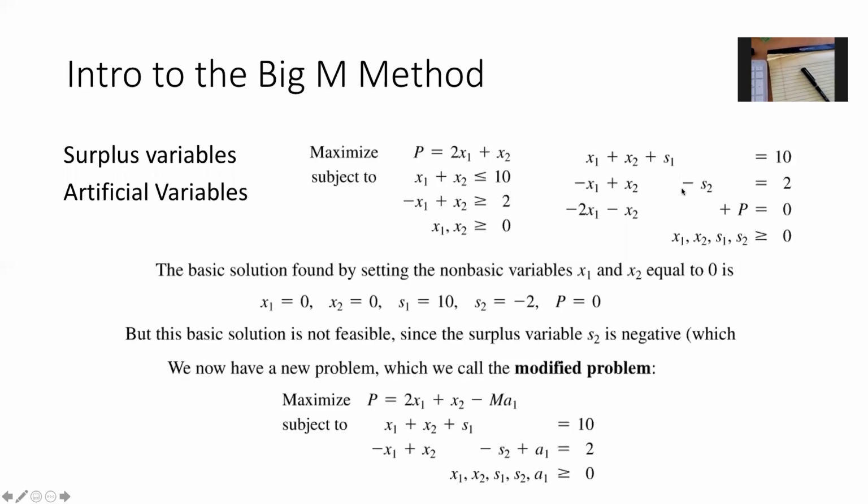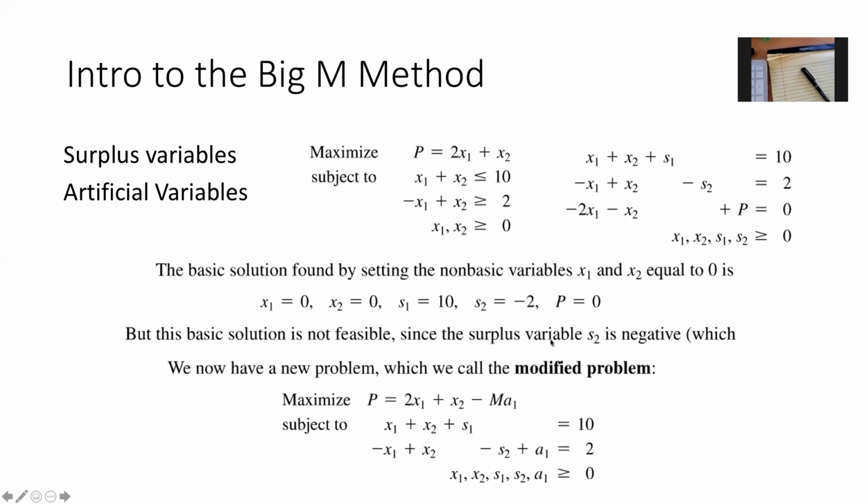Now, something to note, in the case where we have negative x sub 1 plus x sub 2 greater than or equal to 2, we need to introduce a surplus variable that we're going to subtract off. So the surplus variable is subtracted from an inequality that has greater than or equal to in it. And then, again, the profit function is set up the same way.